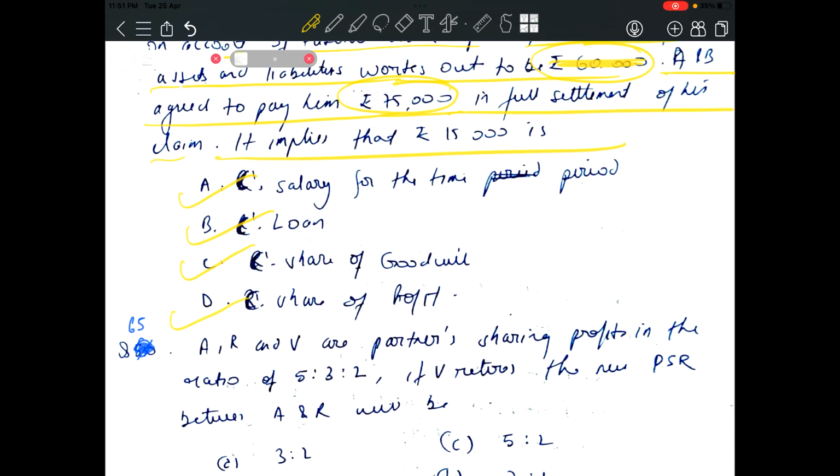C's share of profit, right? So what will be the right answer? The right answer will be C's share of goodwill. Okay, so this is the right answer, C's share of goodwill. Salary, loan and C's share of capital. This is not right.